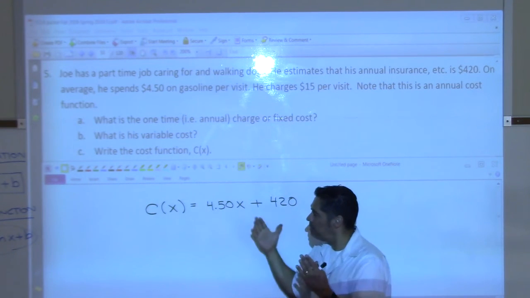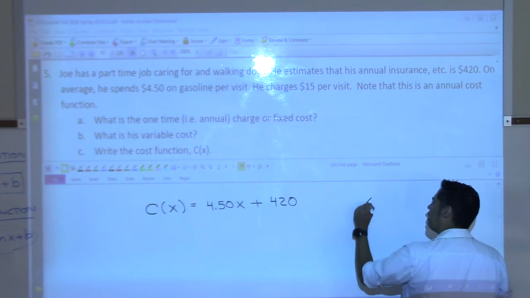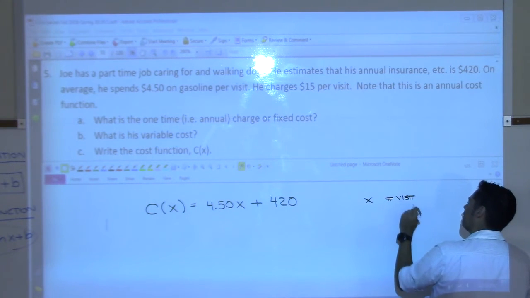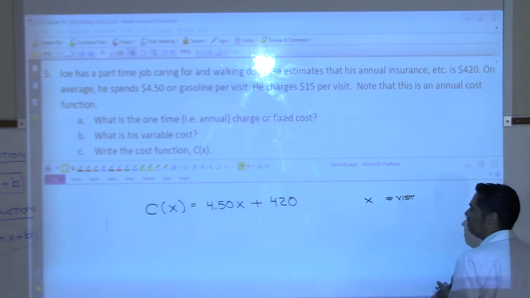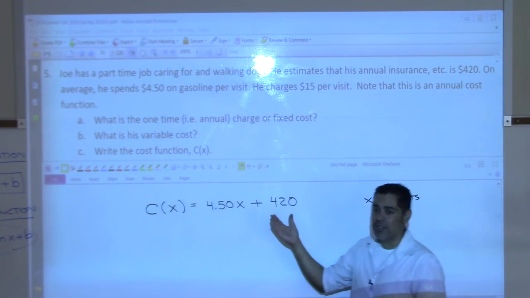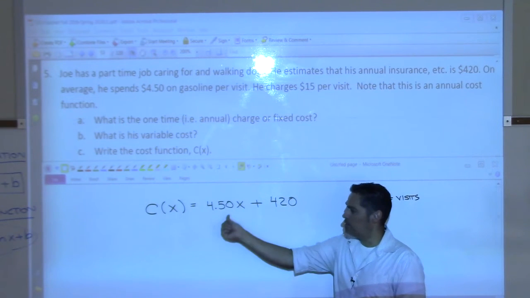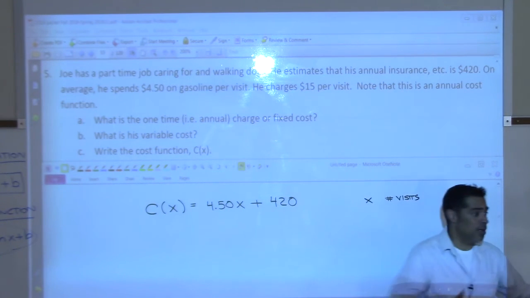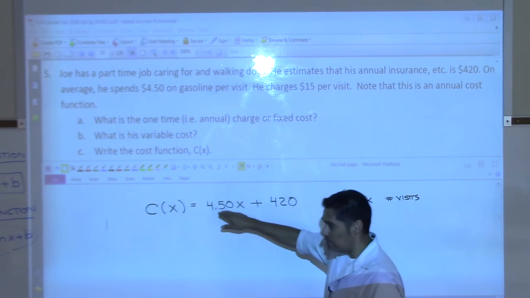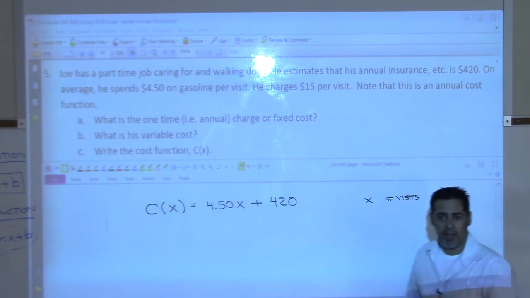Now, what is x? We haven't even talked about what x is here. That's the visits. Okay, that's very clear here. X is the number of visits that he's going to do. In other words, the number of dog walkings he's going to do, visits. So if he does no visits, what are his costs? 420, right? If he does one visit, it's 420 plus 450. Those are things he's going to have to put out of his pocket, right? So if we're going to have this be a positive number, this also needs to be a positive number. All right? We good with that? Mm-hmm. That is our cost function.